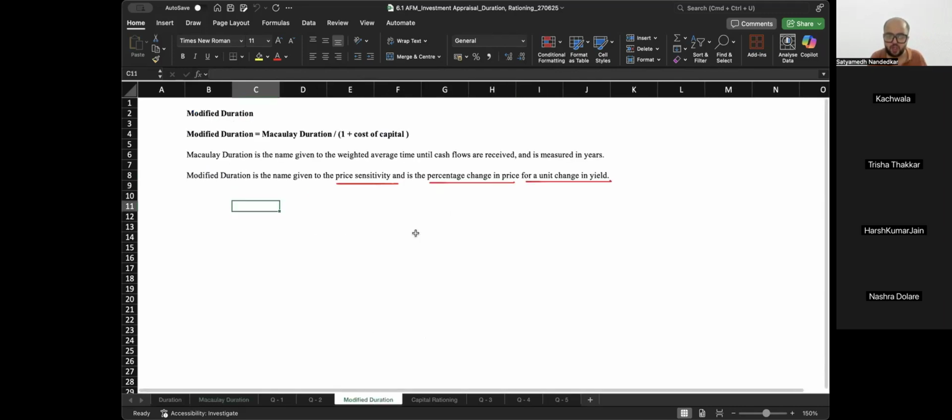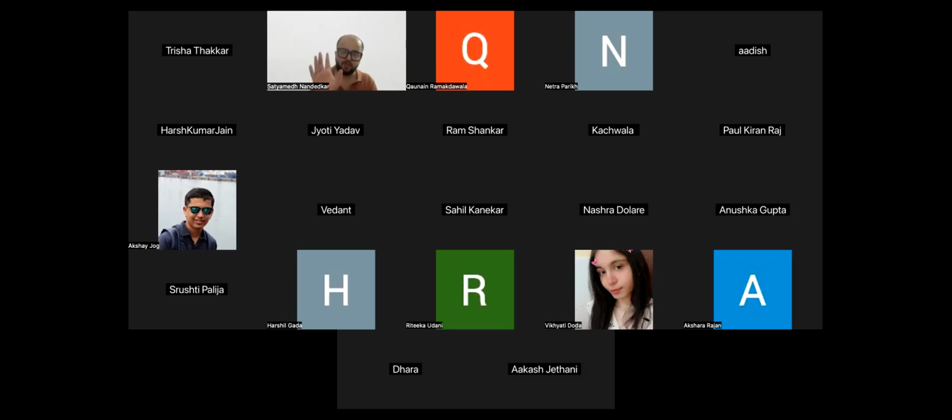How is modified duration calculated? It is Macaulay's duration divided by 1 plus cost of capital. Macaulay's duration is the name given to time weighted cash flows until cash flows are received and is measured in years. Modified duration is the name given to price sensitivity and is the percentage change in price for a unit change in yield. You will not be asked to explain the meaning of duration. You might be in worst case scenario asked to calculate the duration, which by the way is not a very tough calculation. In case they ask you the meaning, these two lines are more than enough to do that.